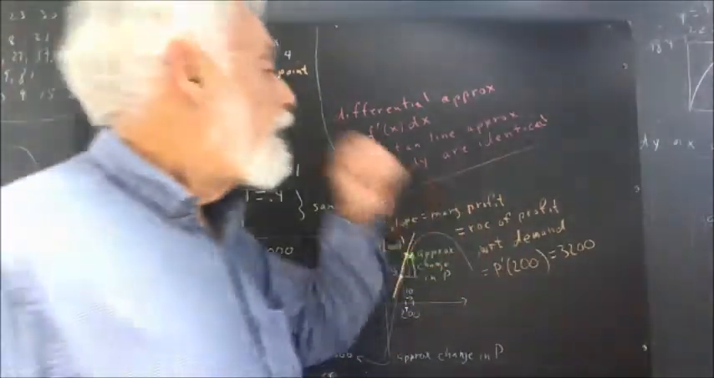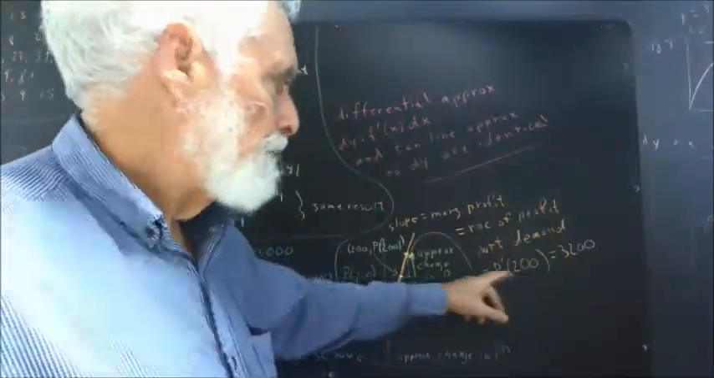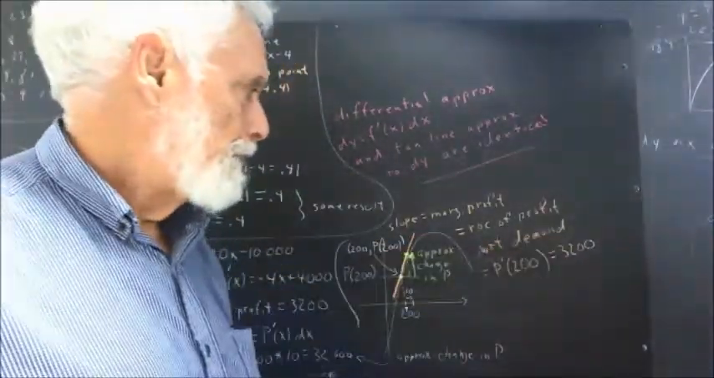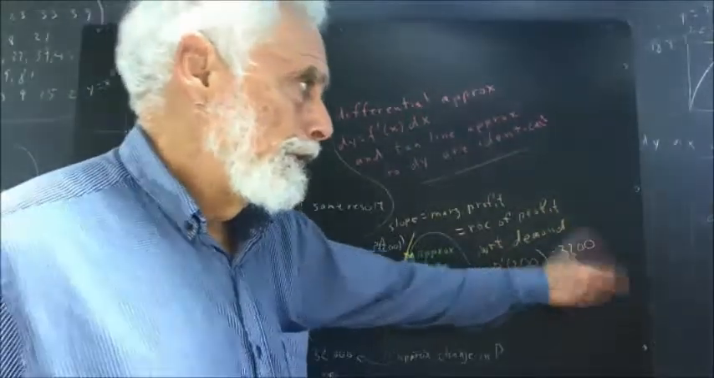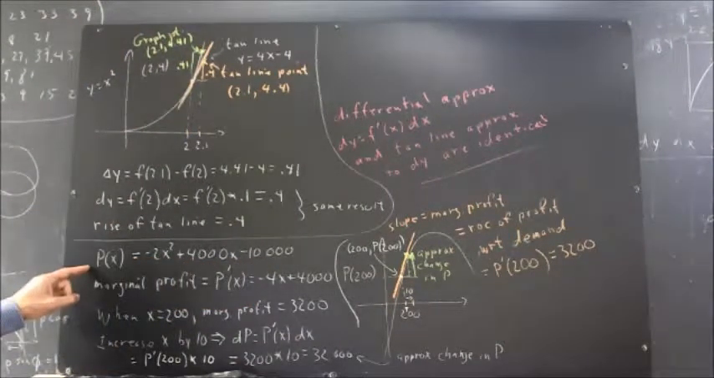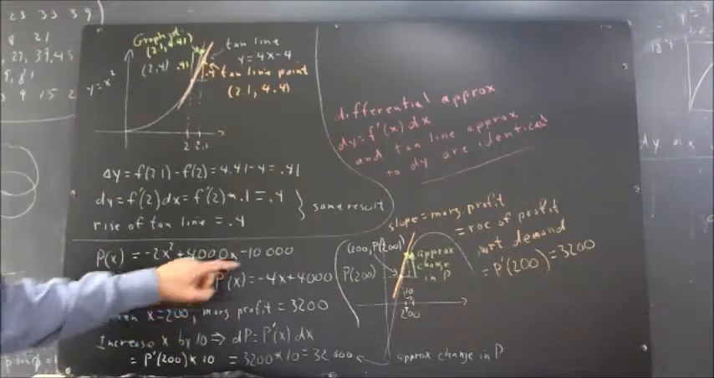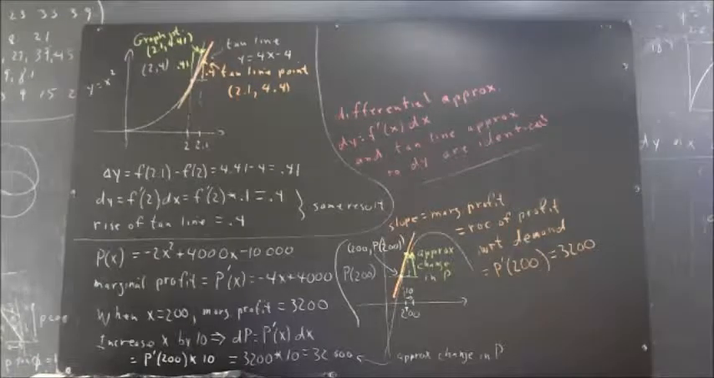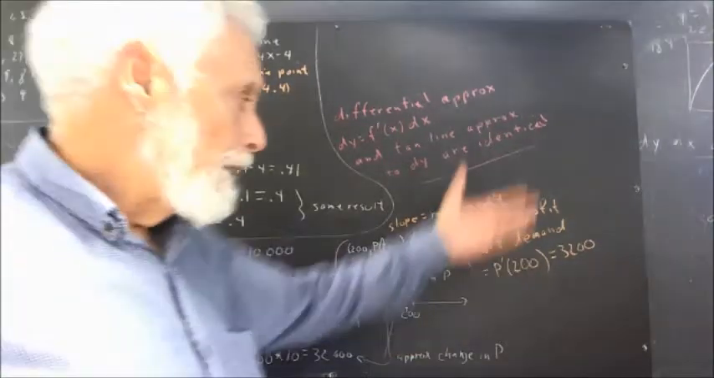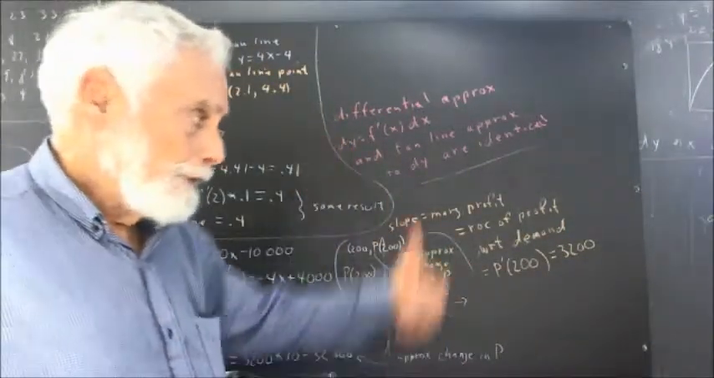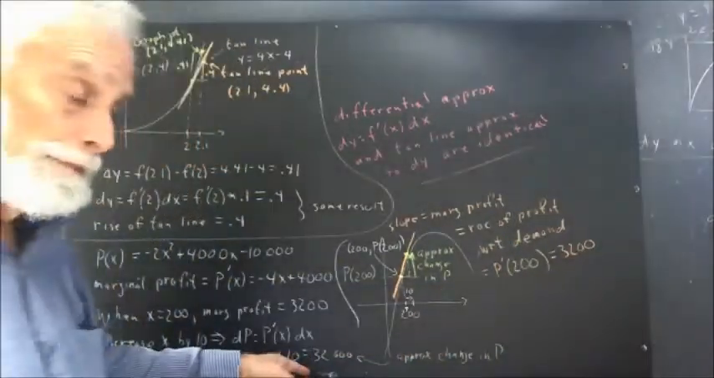Okay, so now we know that as long as our demand is around 200, every extra bit of demand is going to give us an extra $3,200 of profit. Very important thing to understand, and not at all obvious if you just have the profit function, but very obvious if you have the marginal profit, the derivative of the profit function. So now I can think, okay, marginal profit's 3,200. If we increase the demand by 10, that's going to increase the profit by about 3,200 times 10, or $32,000.